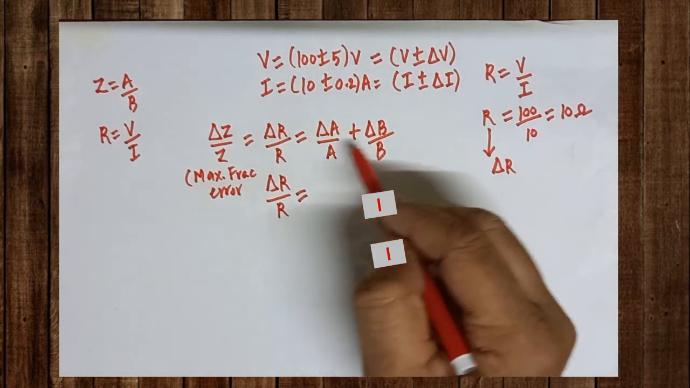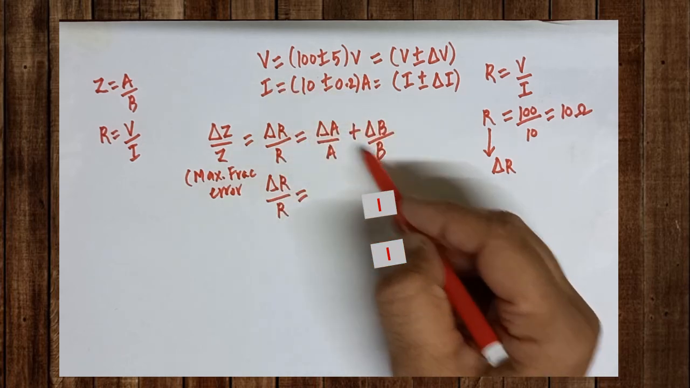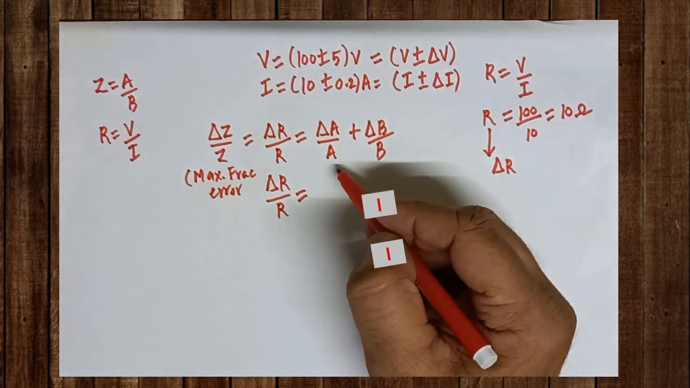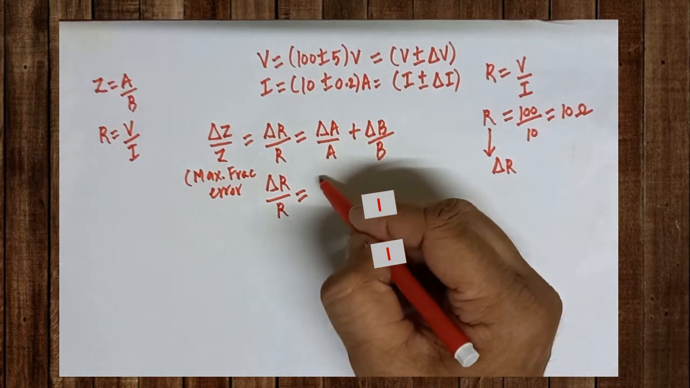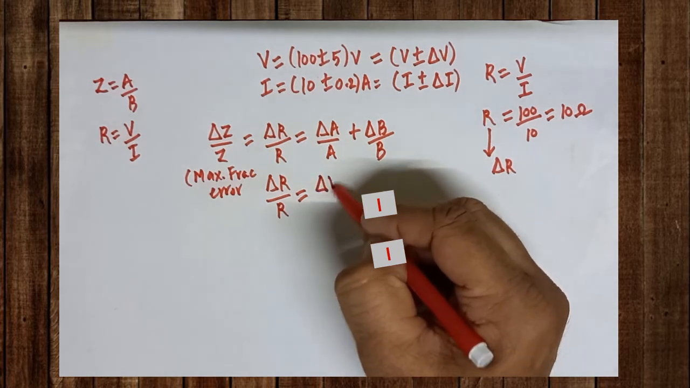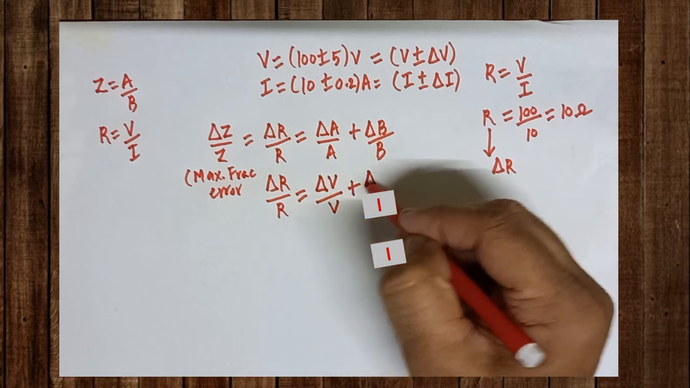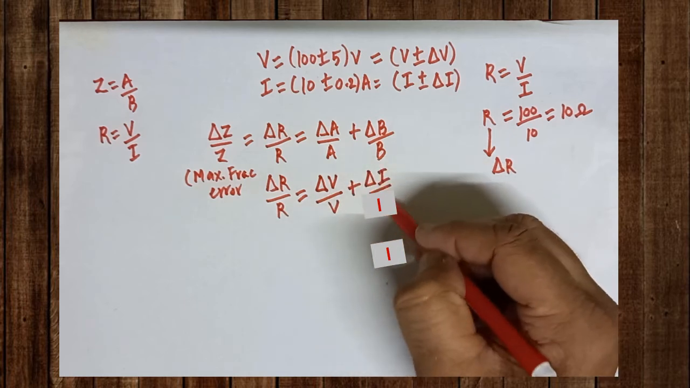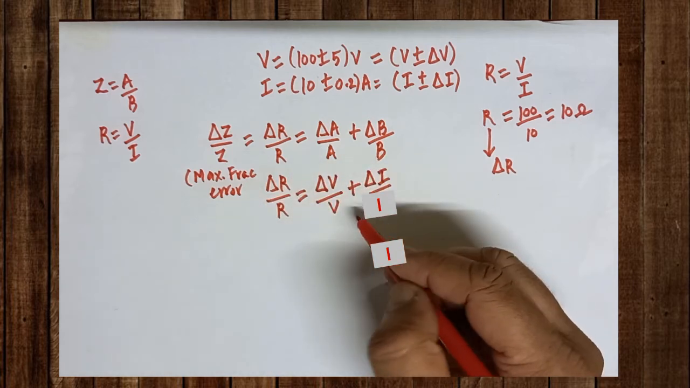Here who is A, who is B? So clear, all those things must be found out. A is nothing but voltage, B is nothing but current. Now these expressions are to be compared with this one and written. Del A, what is del A? Absolute error found in voltage divided by V. Absolute error found in current divided by I. So we have written clearly with the help of the theory.